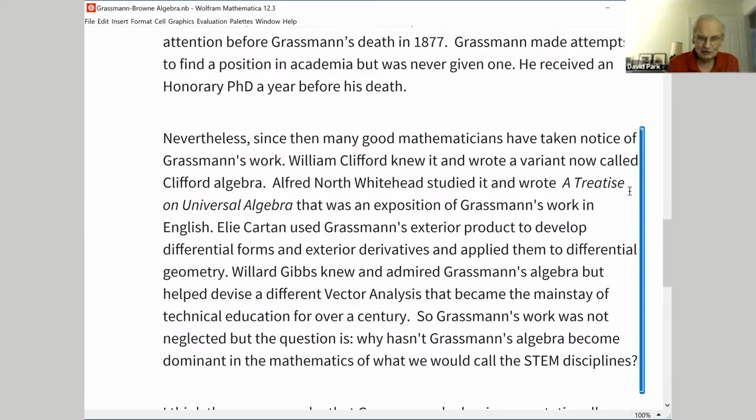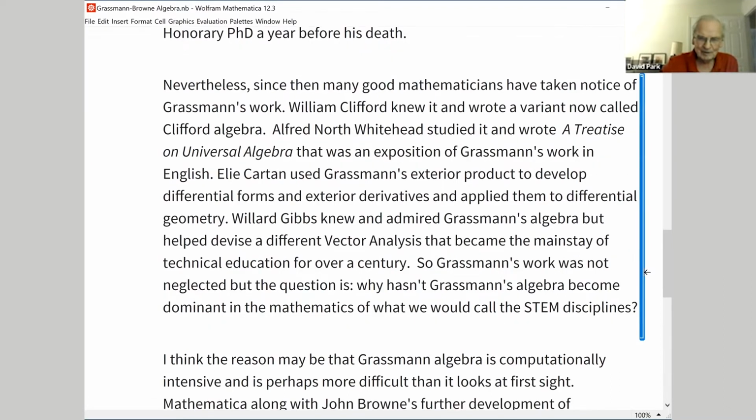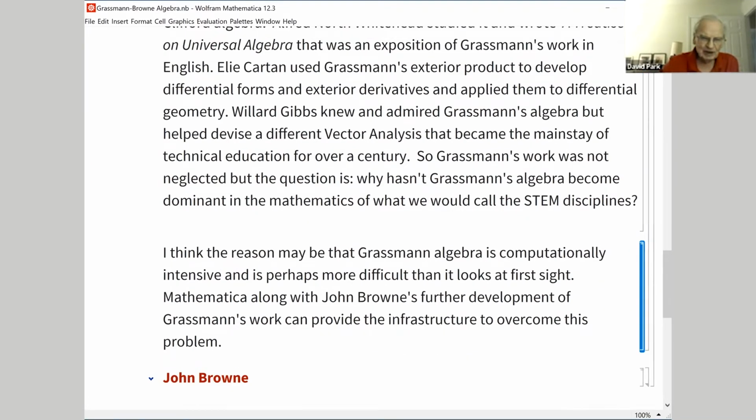So Grassmann's work was not neglected, but the question is, why hasn't Grassmann's algebra become dominant in the mathematics of what we would call the STEM disciplines? I think the reason may be that Grassmann algebra is computationally intensive and perhaps more difficult than it looks at first sight. Mathematica, along with John Browne's further development of Grassmann's work, can provide the infrastructure to overcome this problem.